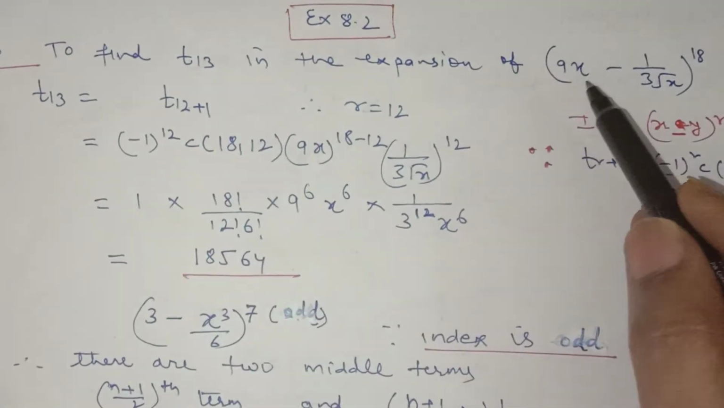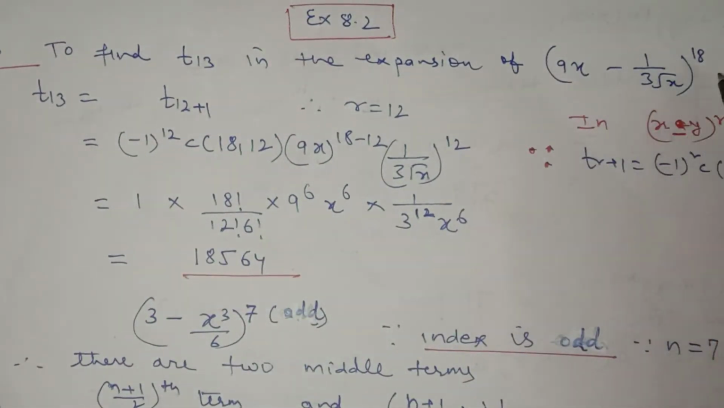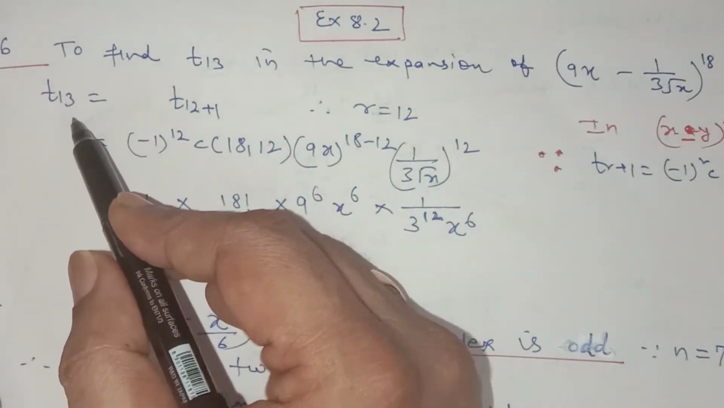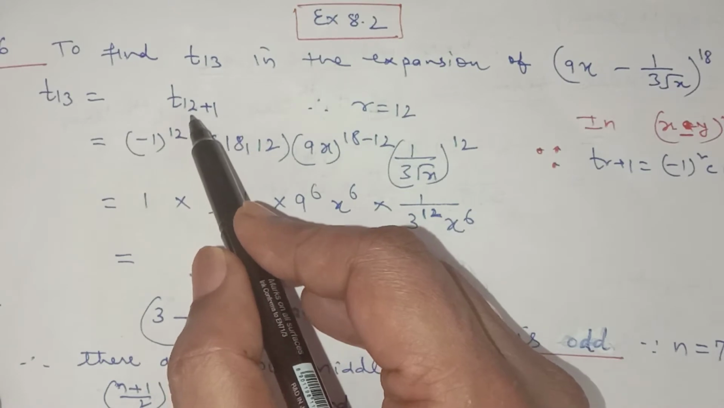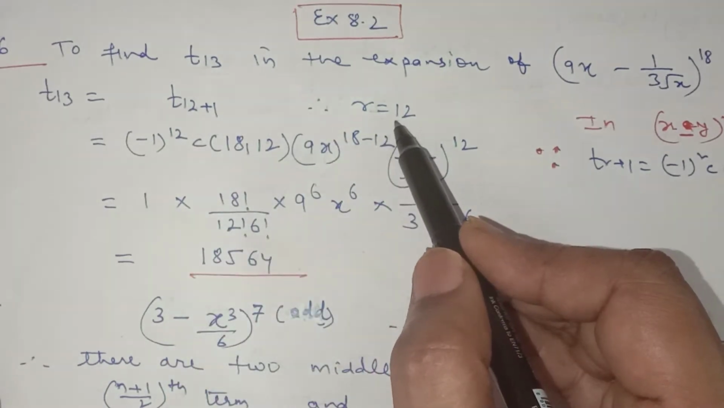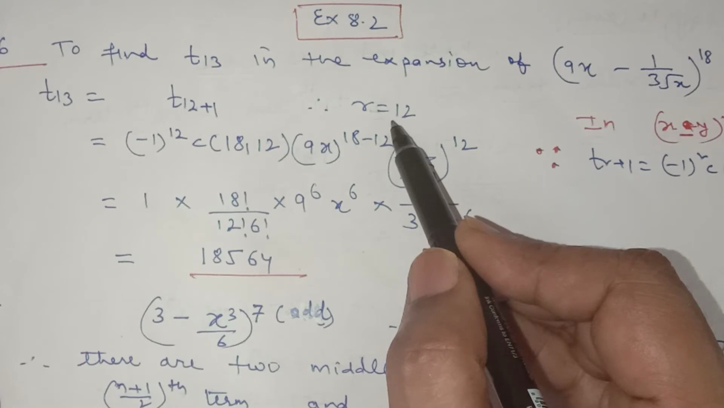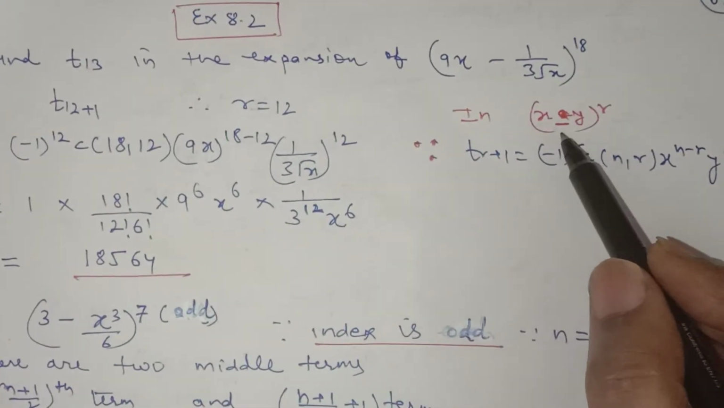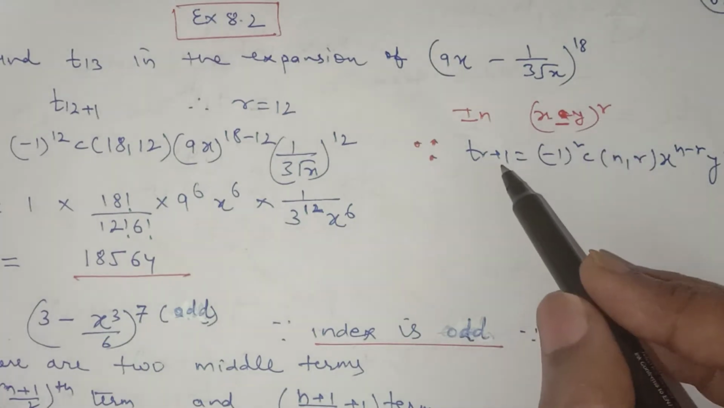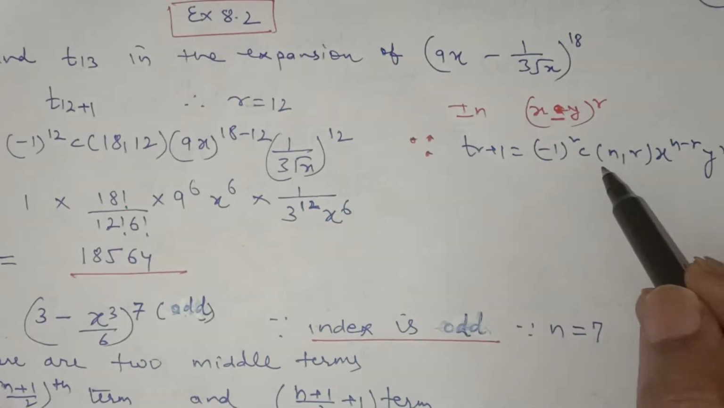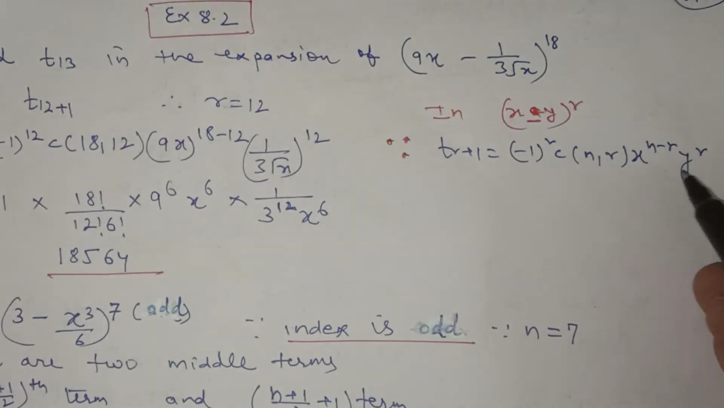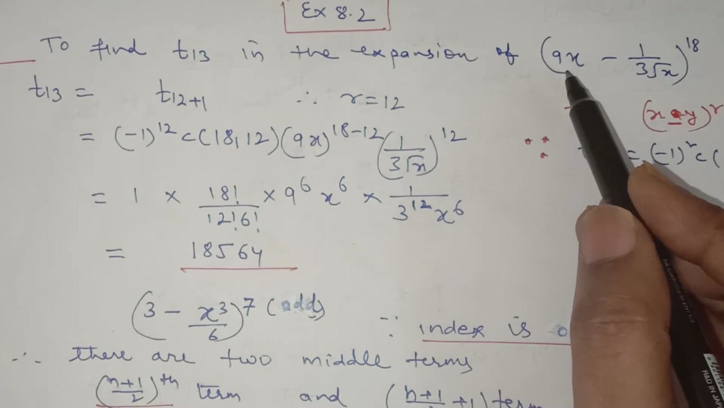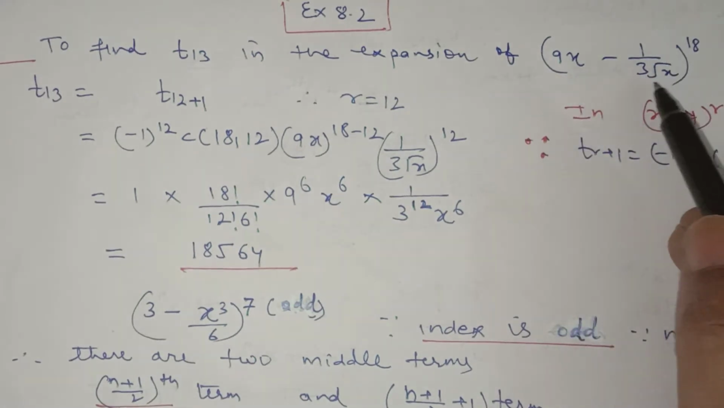Similarly in question number 6 you have to find the 13th term of (9x - 1/(3√x))^18. For the 13th term you can write 12 plus 1, therefore r will be equal to 12. So in this you use the general term formula, that is for (x - y)^n, the term T(r+1) is (-1)^r C(n,r) x^(n-r) y^r. In place of n we have 18, in place of x we have 9x, in place of y we have 1 upon 3√x.